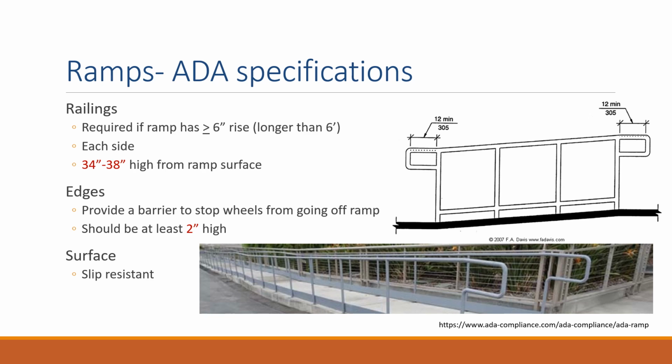So if you look at both of these pictures, you can see that there's about a foot extended out at the bottom and the top because the rail is not continuous with the ramp. They should also be about 1 to 1.5 inches off the wall, if there is a wall, and should provide some kind of a grip traction throughout the rail. We also want some kind of traction on the ramp itself to help the wheels from slipping. The edges of the ramp are also there to provide a barrier to stop the wheels from going off the ramp, and these should be at least 2 inches high.